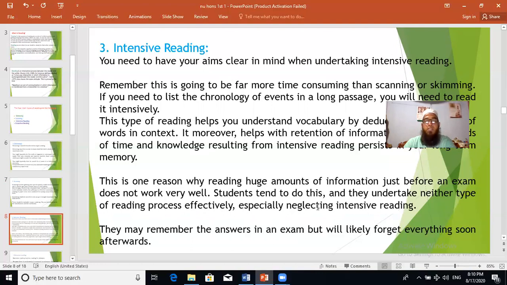And finally, what happens? They may remember the answers in an exam, but will likely forget everything soon afterwards. Through this process, they might do well in the exam, but just after the exam, they will forget everything. They will not retain any knowledge or information.